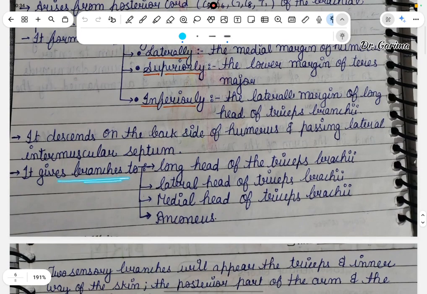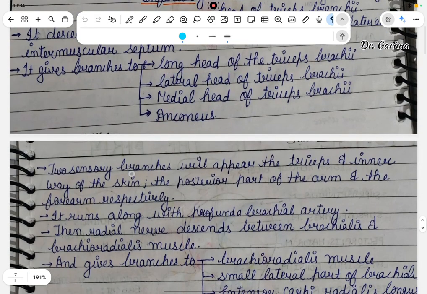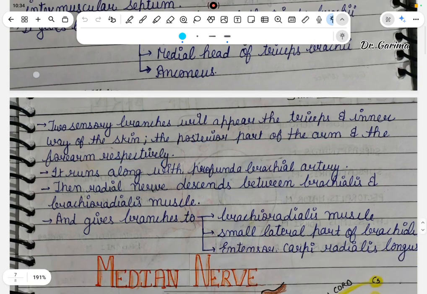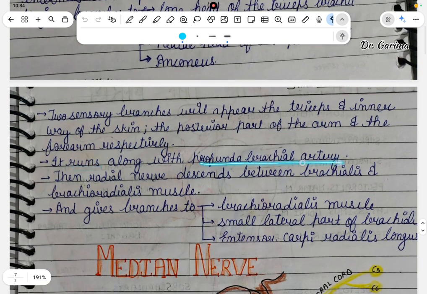It gives branches to the long head of the triceps brachii, the lateral head of the triceps brachii, and the medial head of the triceps brachii. Also the anconeus. Two sensory branches supply the skin of the posterior part of the arm and the forearm respectively. It runs along with the profunda brachii artery and then the radial nerve descends between the brachialis and the brachioradialis muscle and gives a branch to the brachioradialis muscle and a small lateral part of the brachialis and the extensor carpi radialis longus.